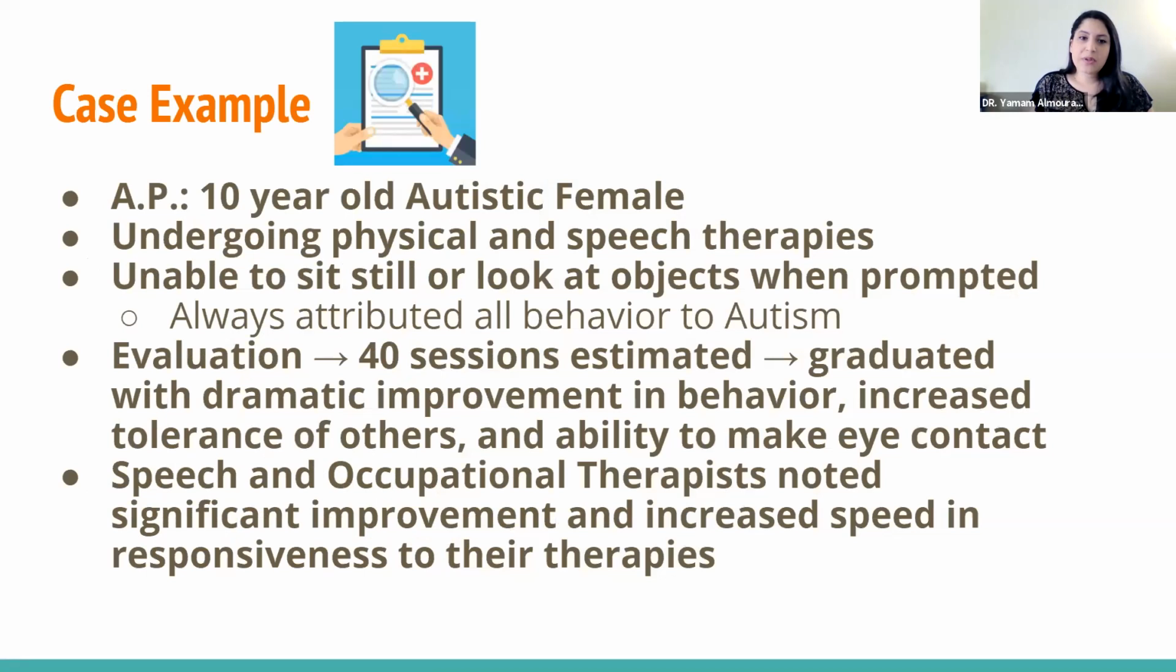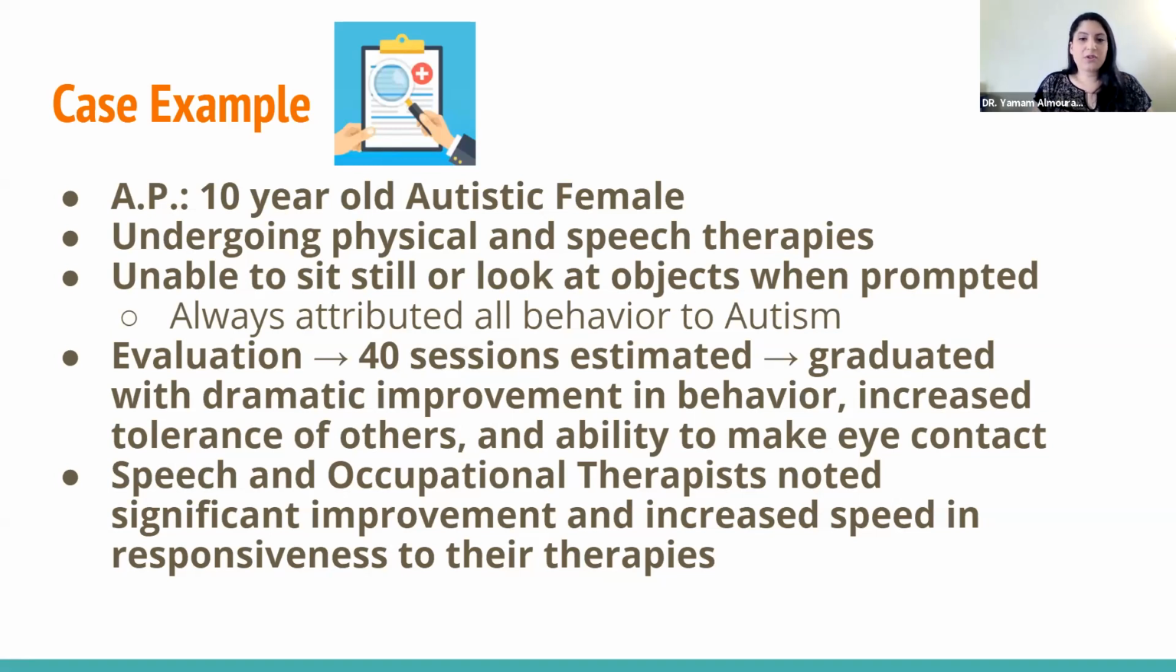So here's another case example, a 10-year-old autistic female. She was undergoing physical and speech therapies when her mom brought her to do a visual evaluation to see if she needed any help. She was unable to sit still or look at an object when prompted, and that was always attributed to autism. We did an evaluation, so it was actually both a visual efficiency and an information processing evaluation. It turned out she had deficits in both. And 40 sessions later, she graduated with a dramatic improvement in her behavior.